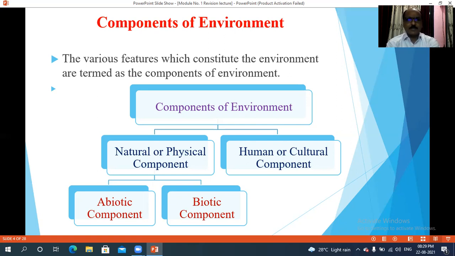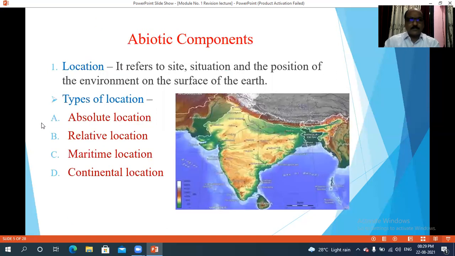First is the abiotic component and second is the biotic component. Then, dear students, I will explain what the abiotic component is. The abiotic component is made from all the non-living factors. Mostly all these non-living factors affect the growth and survival of living organisms on the earth. That's why there is a need to discuss and study those factors in detail.